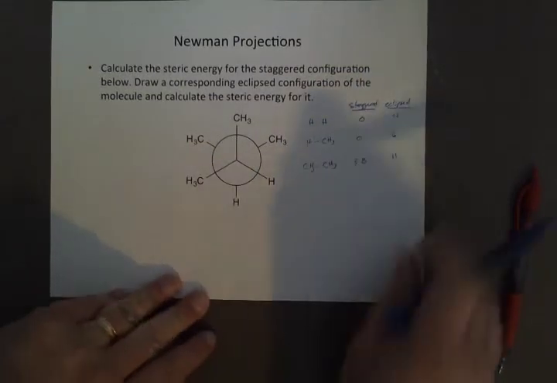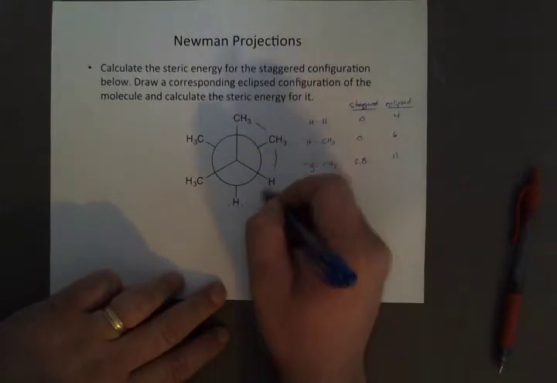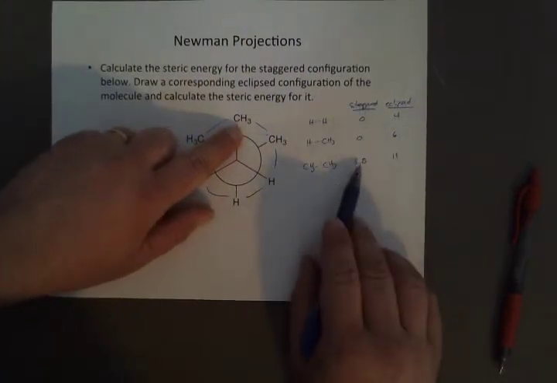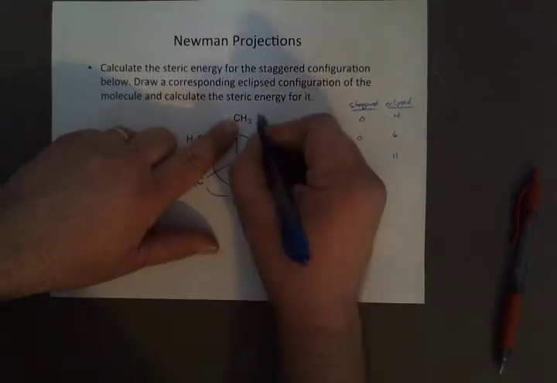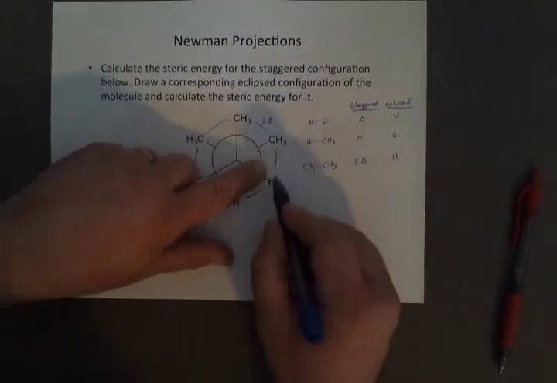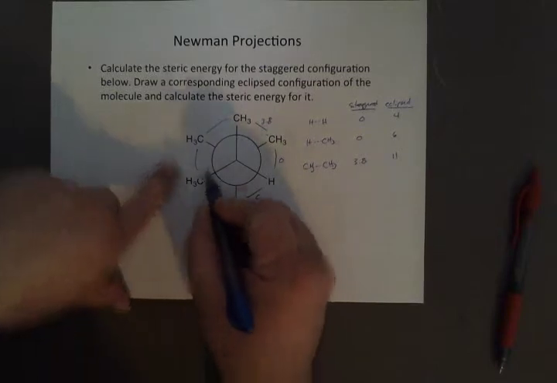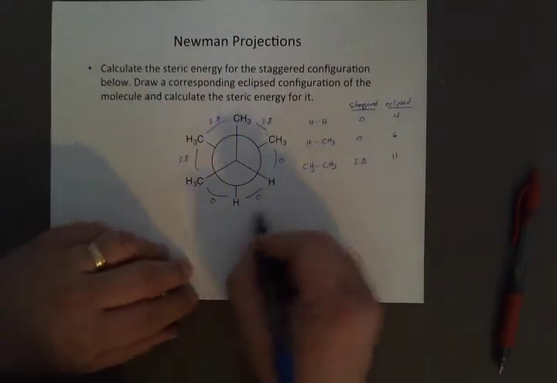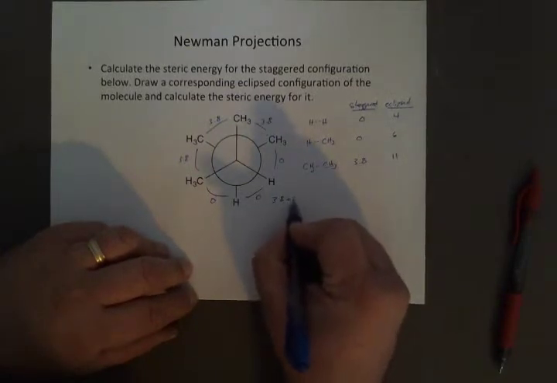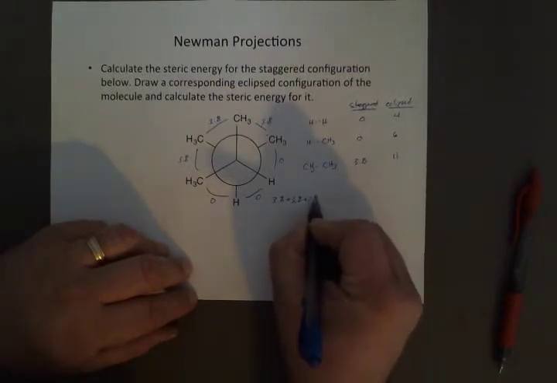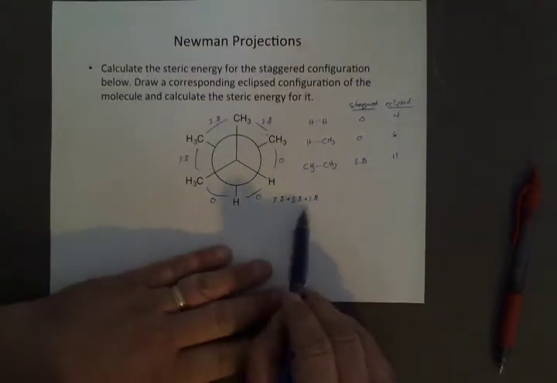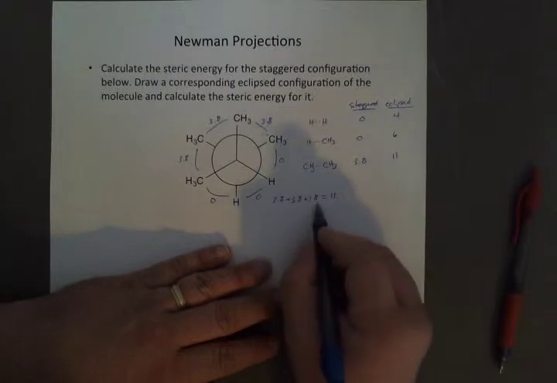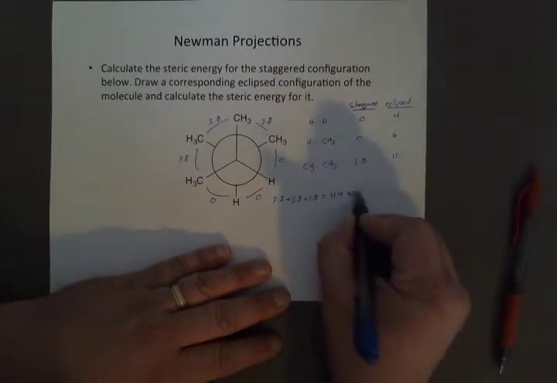So what you do is you just go around and look at these interactions here. We're in the staggered form, so this methyl is 3.8. This one's worth 0, this one's worth 0, 0, 3.8, 3.8. So you just add them up, 3.8, and it'd be, let's see, 11.4 kilojoules per mole.